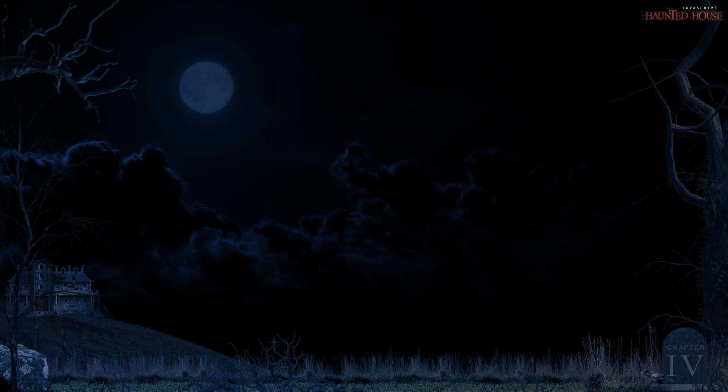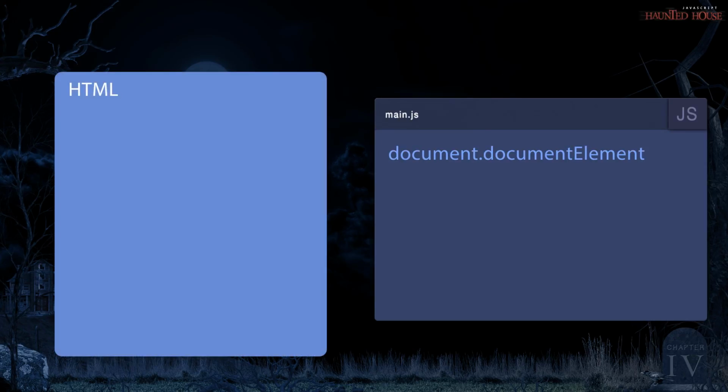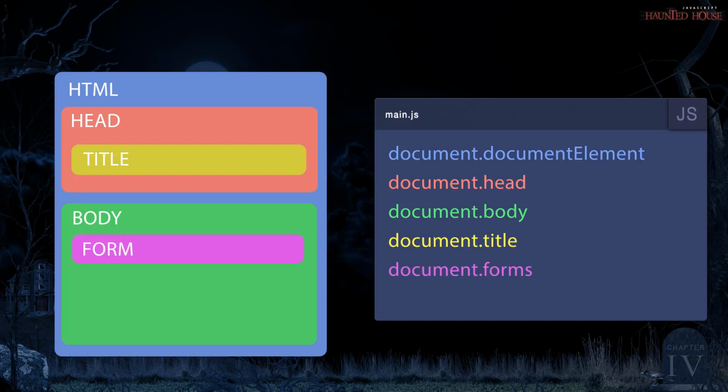We can also select some specific objects within the page directly by their names. Typing document.documentElement, we are selecting the whole HTML element of the page. Head returns the head. And surprise, surprise, body returns the body. We can also select more specific elements such as the page title, all forms, or even all pictures, as you can see.